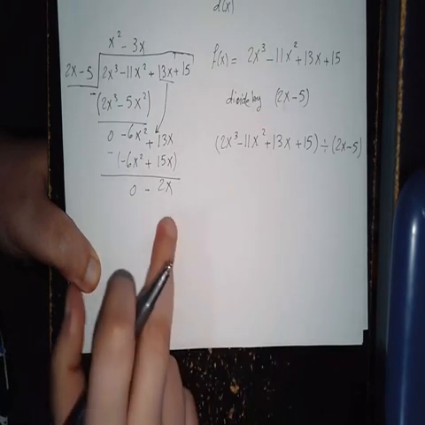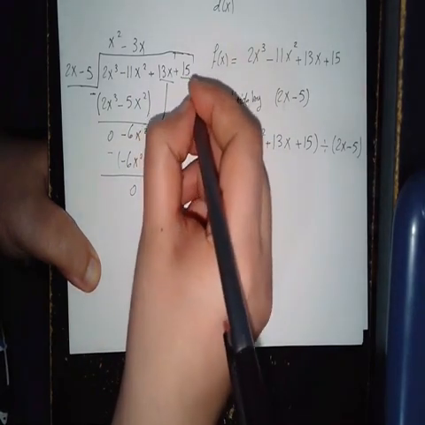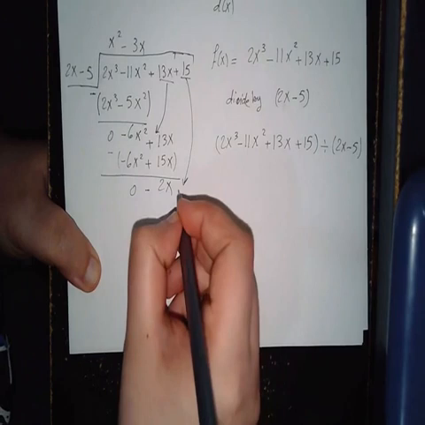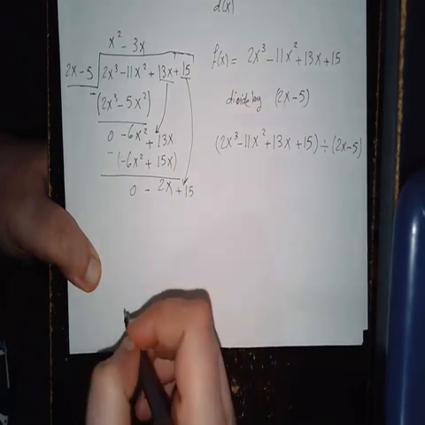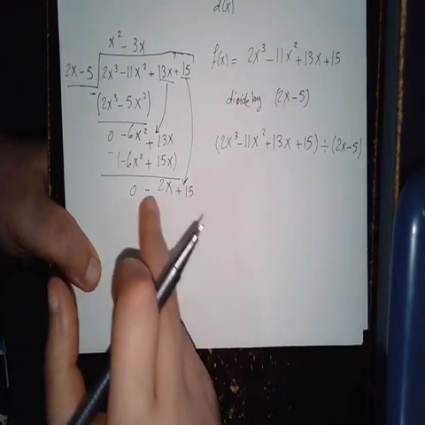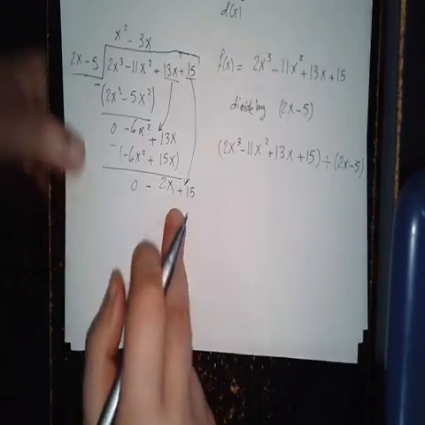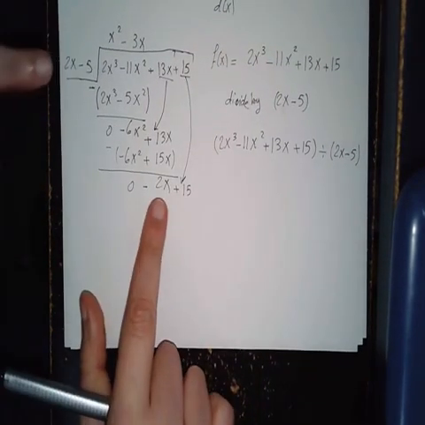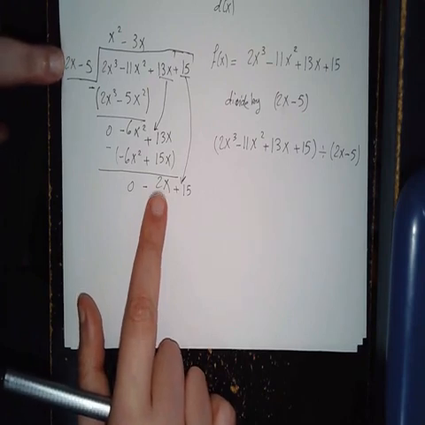Alright, so now we have a negative 2x. And we do the same step we did before. You grab the 15, move it all the way down, and you add 15 right here. So now we have negative 2x plus 15. This is the last one we need to worry about. Now, think about these two. I have 2x and negative 2x.